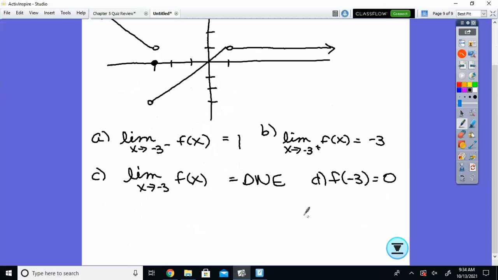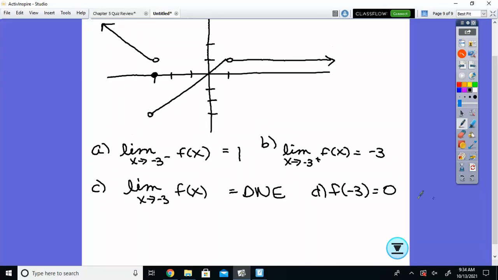Okay, what if I asked you where it's discontinuous and why? So where is this graph discontinuous? -3, because the limit doesn't match. The limit does not match up. The limit doesn't exist at -3 because, like we just said, the two-sided limit doesn't.